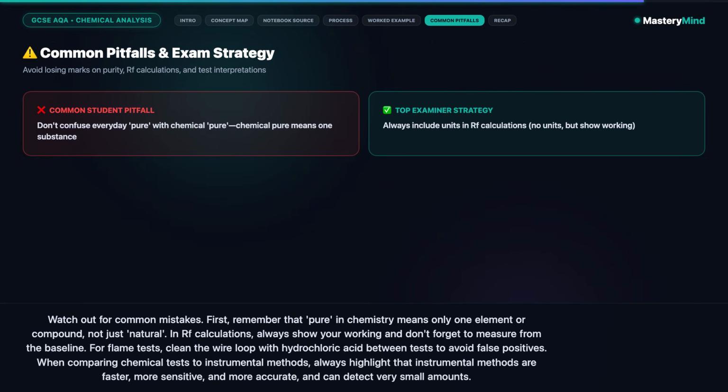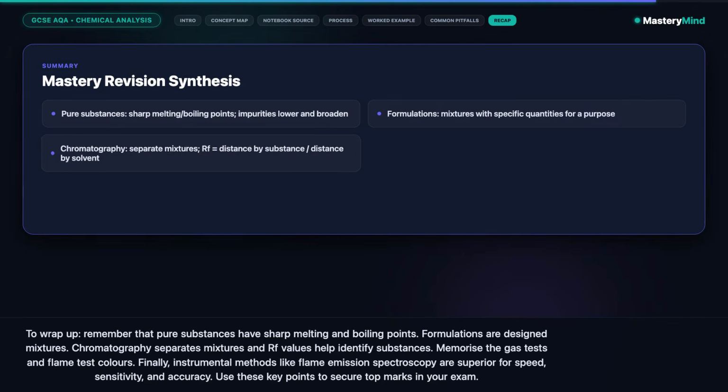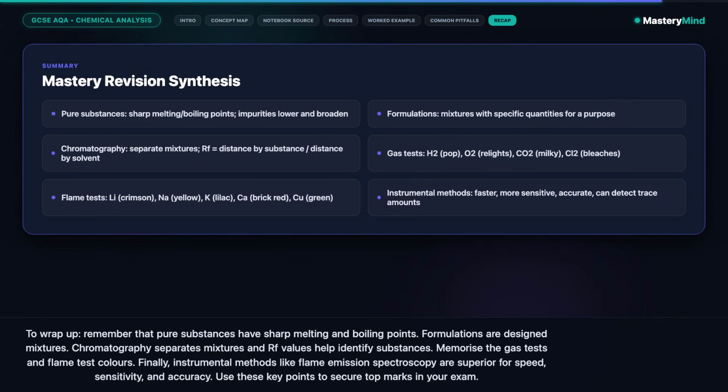To wrap up, remember that pure substances have sharp melting and boiling points. Formulations are designed mixtures. Chromatography separates mixtures and RF values help identify substances. Memorize the gas tests and flame test colors. Finally, instrumental methods like flame emission spectroscopy are superior for speed, sensitivity, and accuracy. Use these key points to secure top marks in your exam.